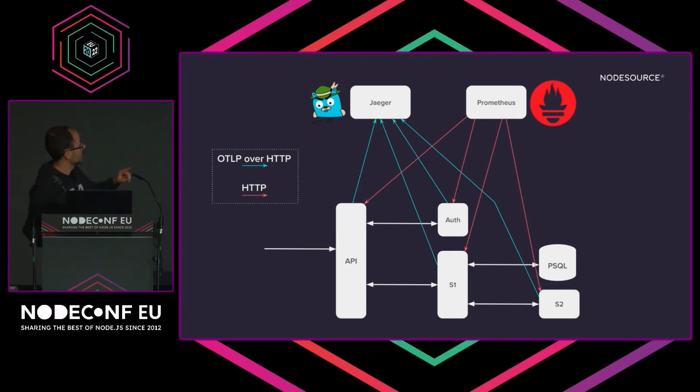We're going to use, in this case, Jaeger for traces and Prometheus for metrics. Also, notice here that the way in which the data is going to be exported is a bit different. So for traces, we are going to use OTLP over HTTP and send that data to Jaeger, whereas Prometheus is going to pull the metrics data from our services by using HTTP.